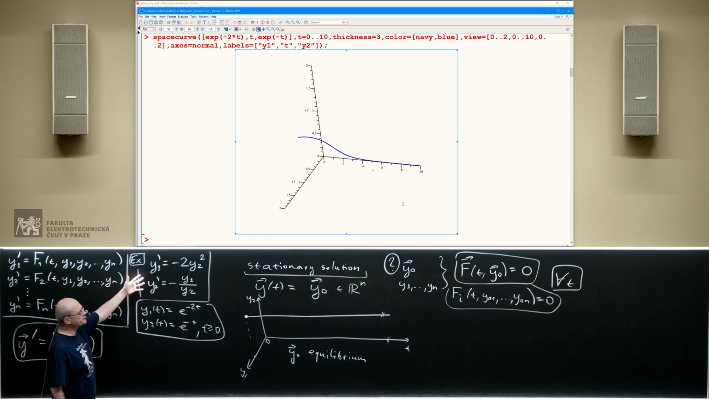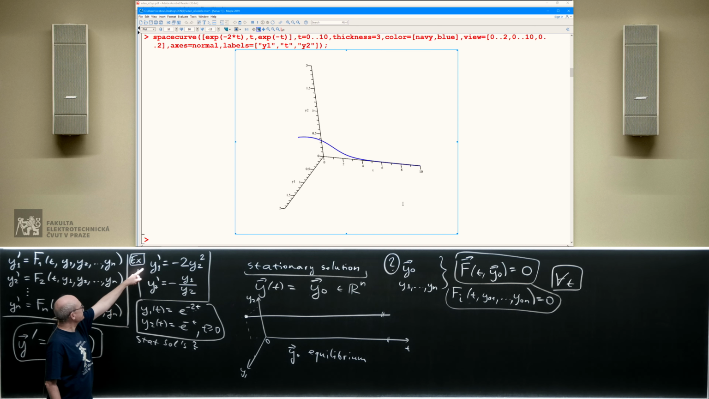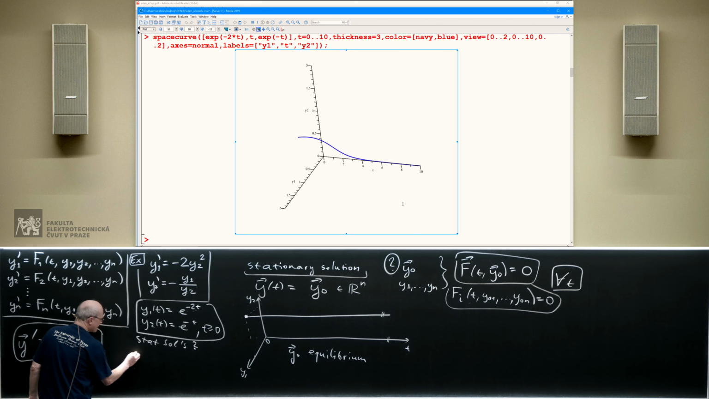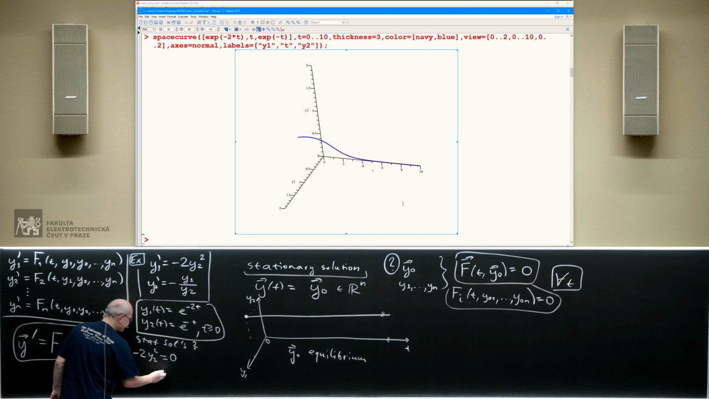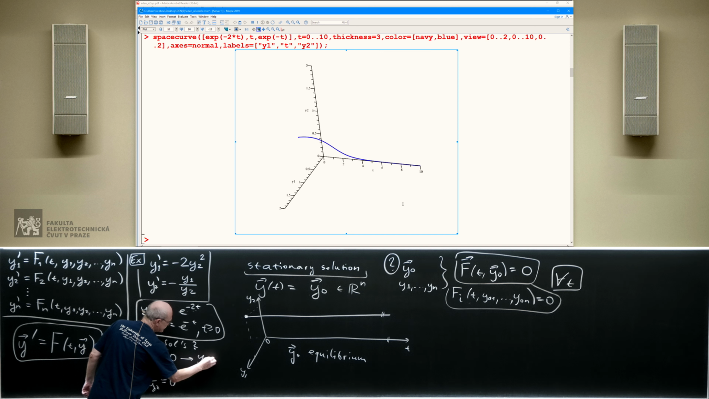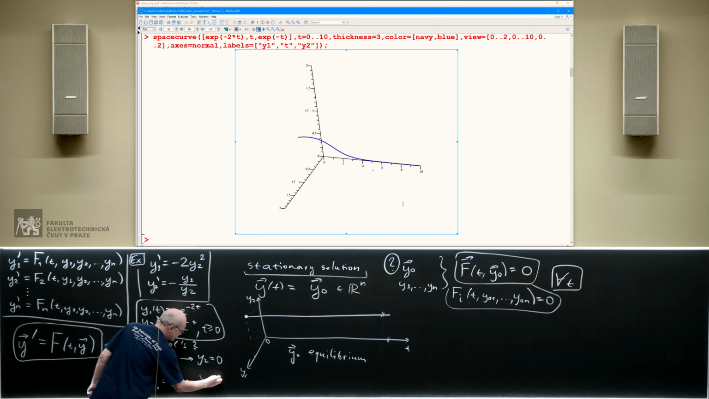Do I have any stationary solutions? That's a good question. Well, I look at it and I say, well, the first derivative of y1 and the first derivative of y2 should be 0 for any constant solution. So this right-hand side should be 0, and this right-hand side should be 0. Minus 2 y2 squared is 0, and minus y1 over y2 should be 0. Now, from the first equation, it's quite obvious that y2 must be 0. From the second equation, equally obvious, y1 must be 0.